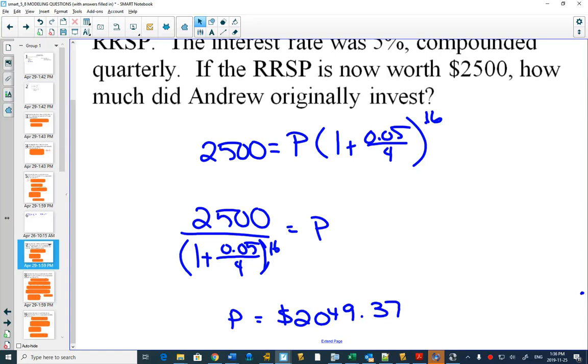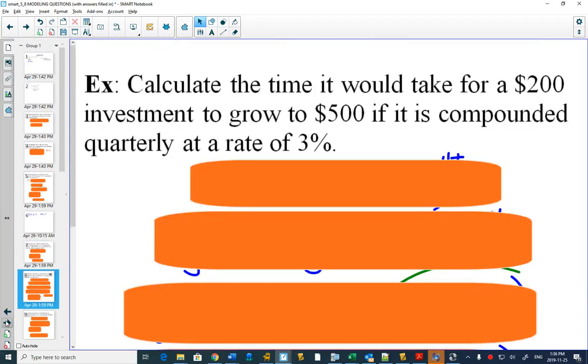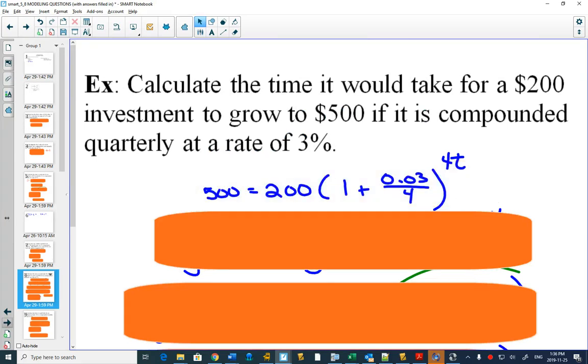Okay, so we're not solving for a variable in an exponent. We don't need to use our log laws. It's only if we're solving for something in an exponent that we do. So let's look at the next question. Calculate the time. So when we set up our equation here for $200 to get to $500, sure enough, what we're solving for, t, time, is in the exponent. So we're going to need to use our log laws.